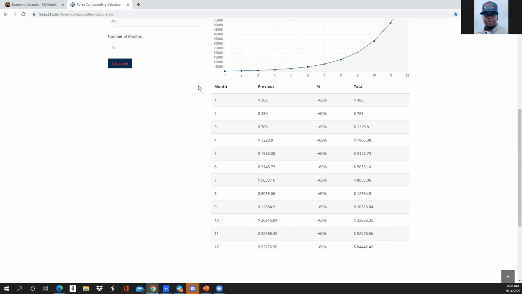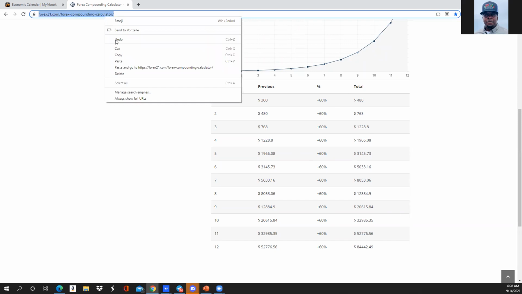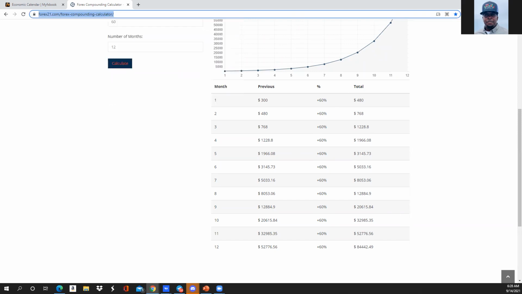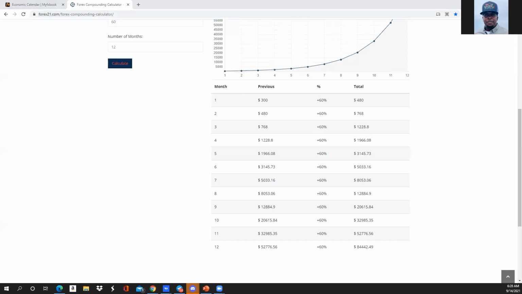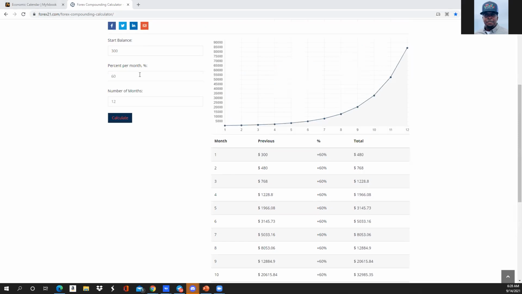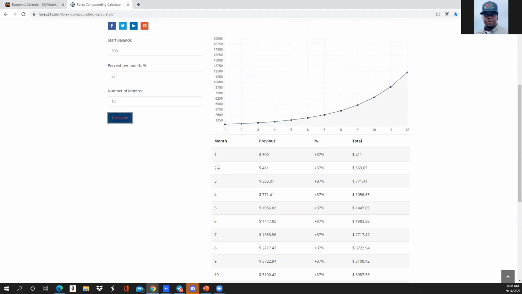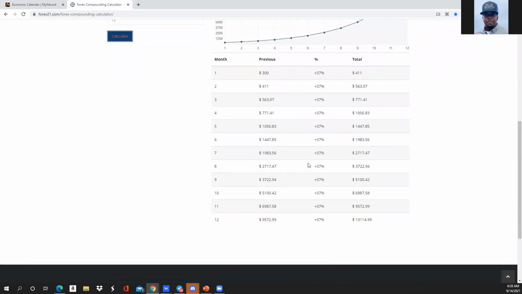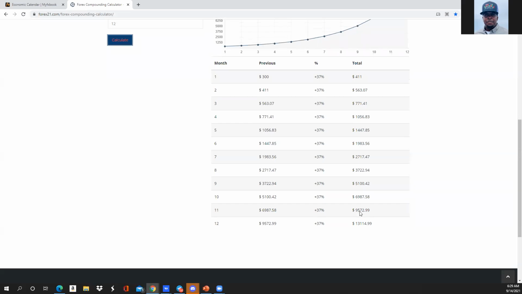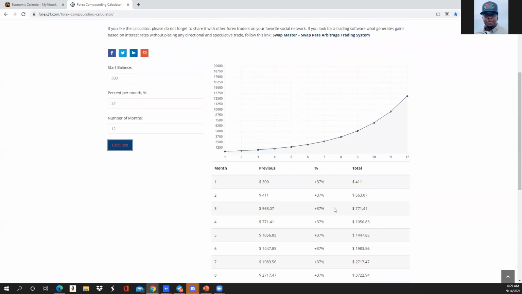So I've dropped this in the chat. If you want to try to follow that, start out with 60% a month, 5% a day. You only gotta be 37% profitable in the market to actually profit. So 37% to really have a good trading account. That's it. You only gotta be 37% profitable to profit in the market.